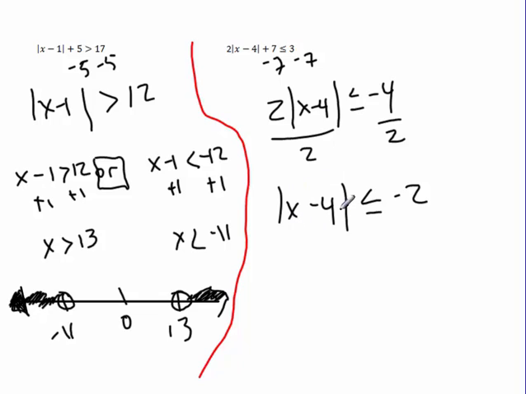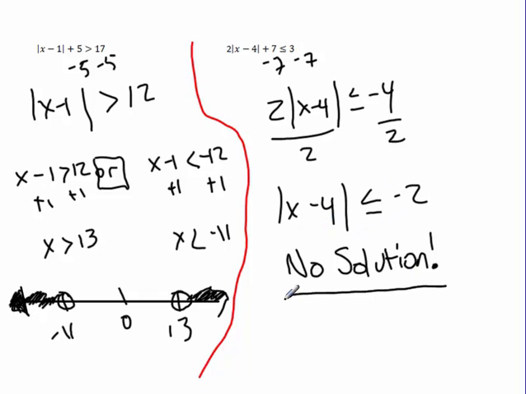Now again, absolute value is always positive. But if we think about this in terms of distance, my distance away from 0 is less than a negative number. Well, that's impossible. So this has no solution. Here, if it's less than a negative number, there will never be a solution. So if my absolute value is less than or equal to, or strictly less than, some sort of negative number, there will never be a solution to that.